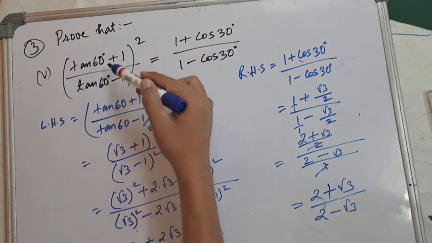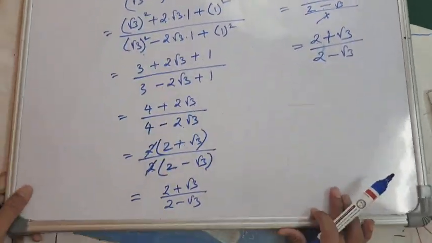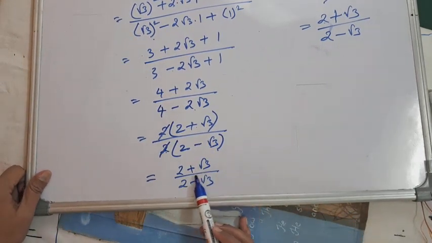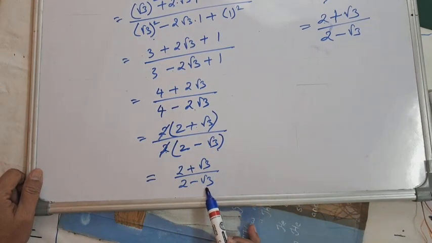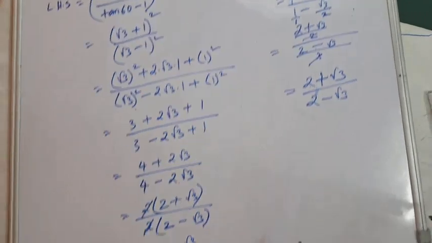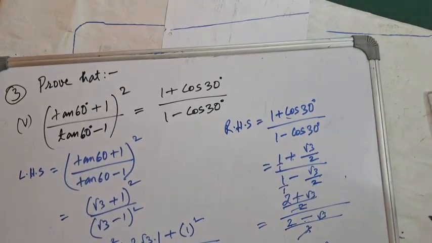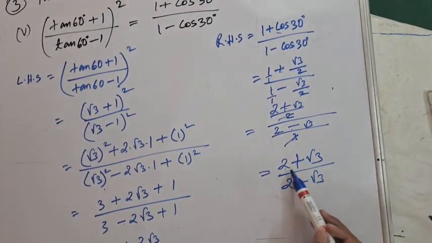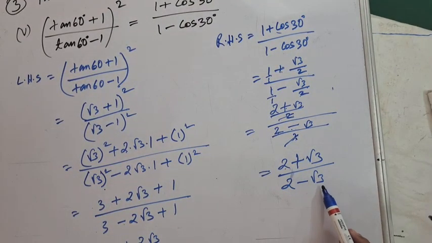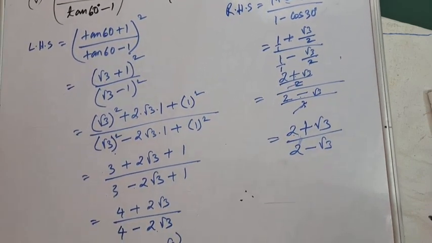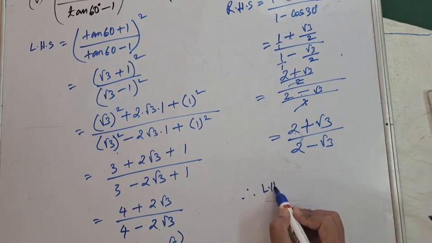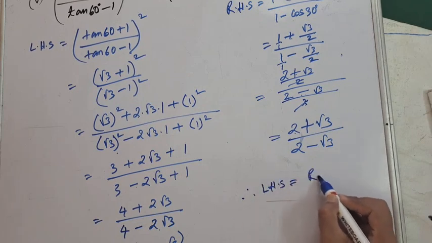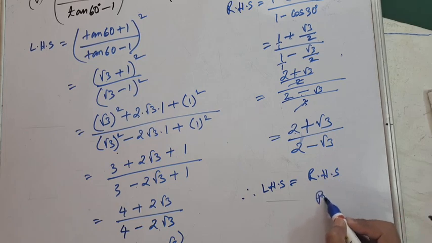So the value of this left hand side, we got this equal to 2 plus root 3 upon 2 minus root 3. And from the right hand side, when we use this, we got this equal to 2 plus root 3 upon 2 minus root 3. So the values are same, therefore we can write left hand side equal to right hand side. LHS equal to RHS. Okay, hence proved. Let's do the next question.